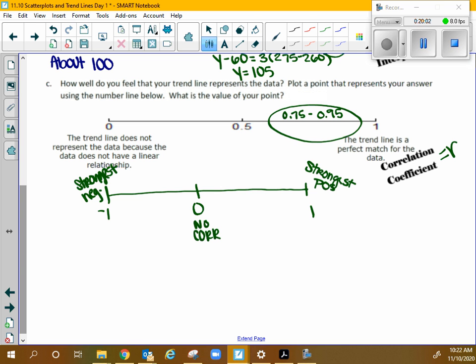Now, the first judgment that you make is: is the slope positive or negative? If it's positive, it's going to fall between 0 and 1. If the slope is negative, it's between 0 and negative 1. But it never goes past 1 or negative 1. So as everything strengthens, it's moving away from 0, as your points get tighter. Will it always be between -1 and 1? Yes. It's how tight your points are to your slope.